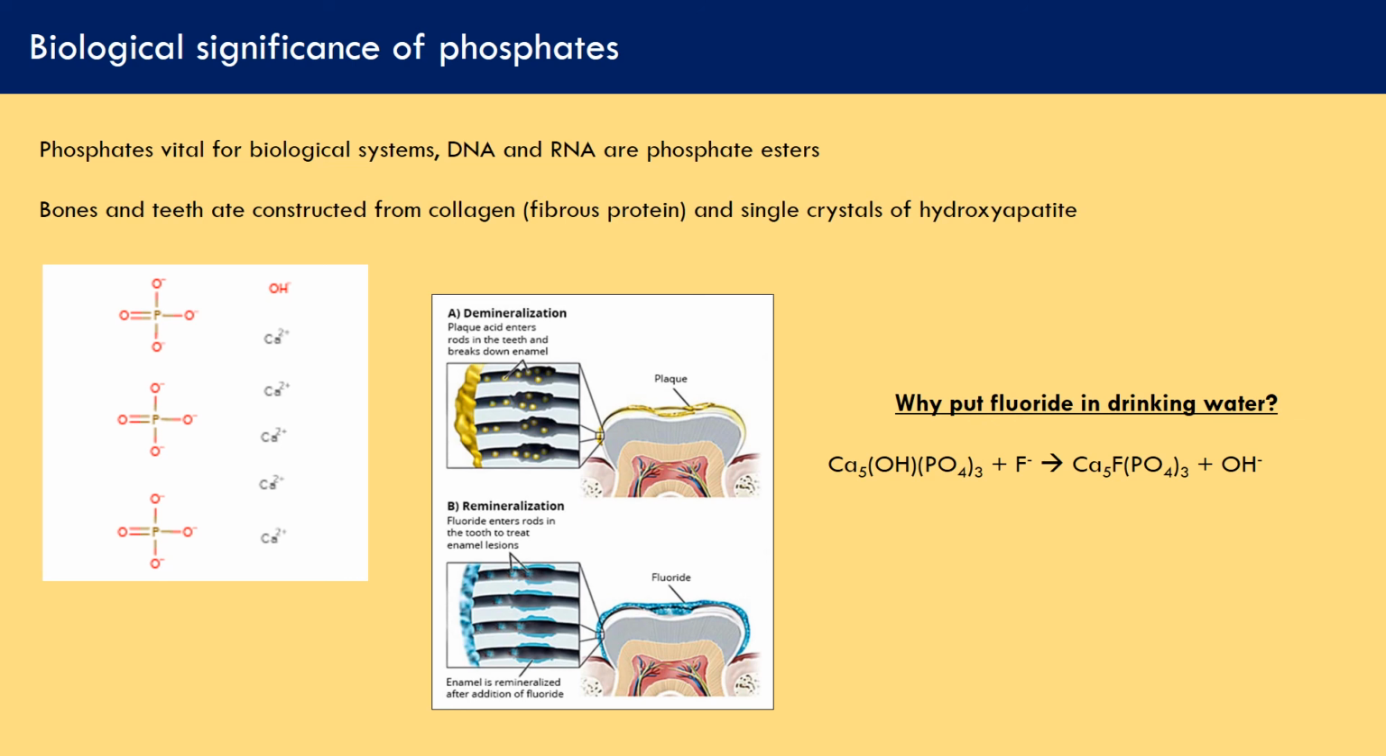And of course, phosphates are very important for biological systems. So DNA, RNA, and phosphate esters are all very important biologically. Of course, our cell membranes themselves are composed of phospholipids. These are phosphate esters that are bound to long hydrocarbon-based lipid tails, and indeed our bones and teeth are constructed from collagen and single crystals of hydroxyapatite.